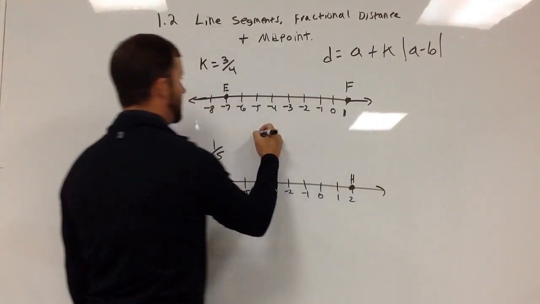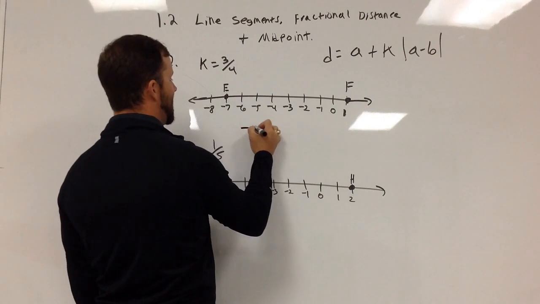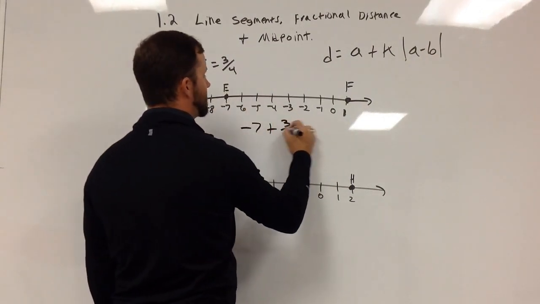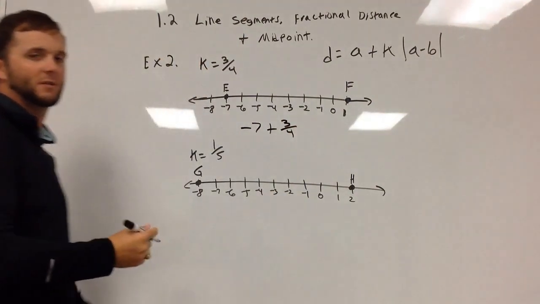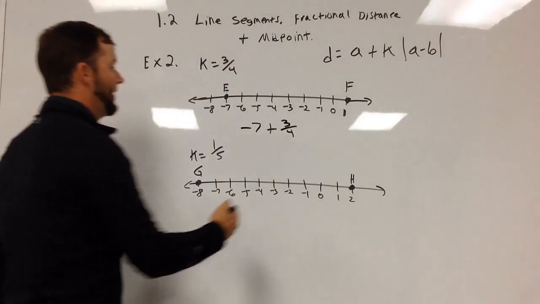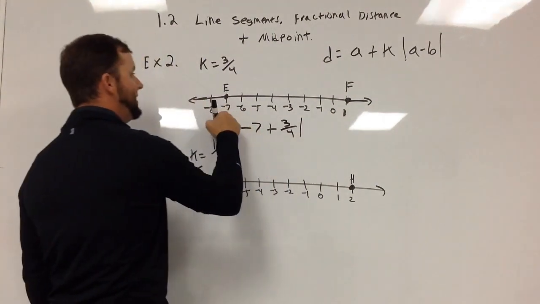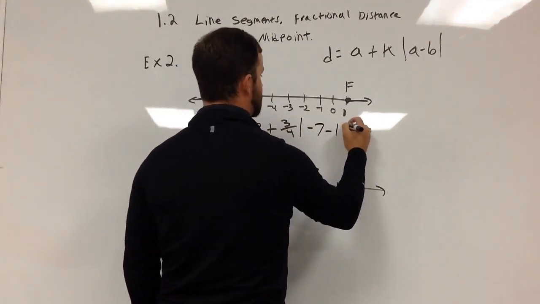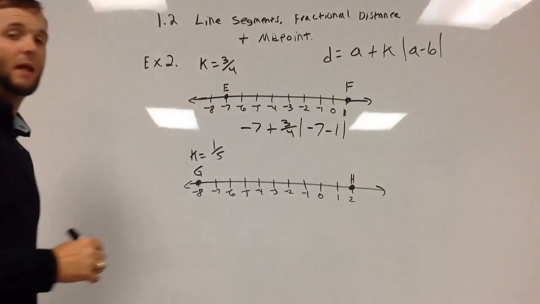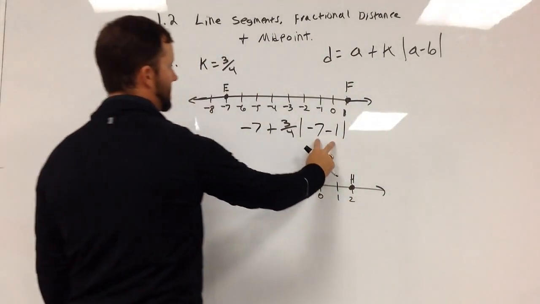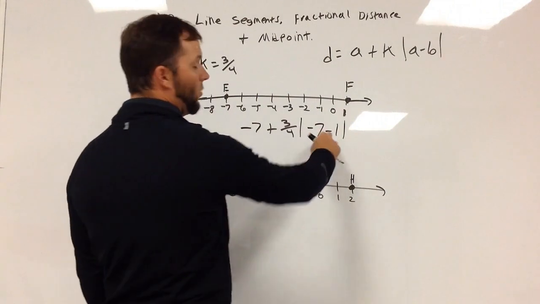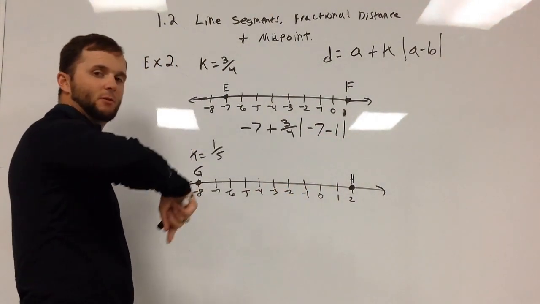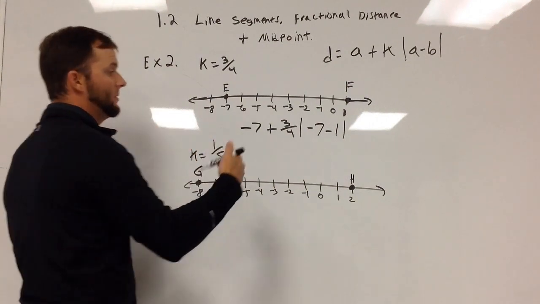So for the distance between those, I'm going to do it over here, which is going to be negative 7, plus K, which is going to be 3/4, because I want to find 3/4 of the distance between those. And then I'm going to multiply that by E minus F, so negative 7 minus 1. Negative 7 minus 1, okay? And so now I'm going to do what's in the absolute value first. So negative 7 minus 1 is going to give me negative 8. But remember, I told you when it comes out of the absolute value, it's going to be positive. So it's going to be positive 8.